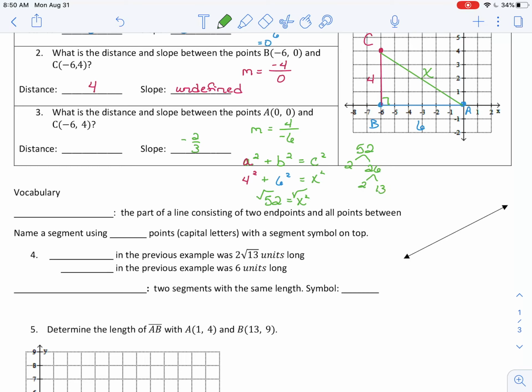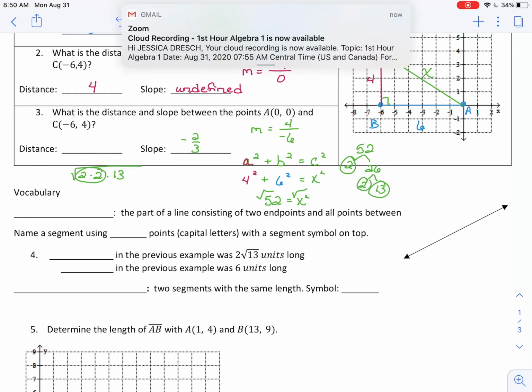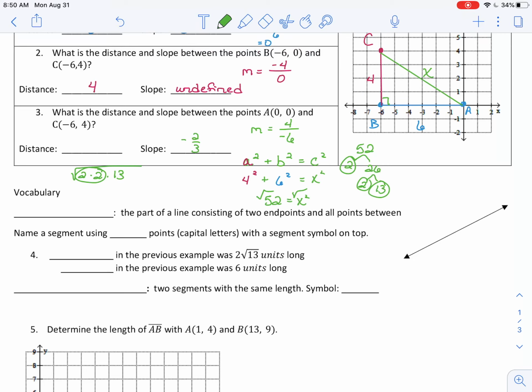So I just took out some 2's because I know even numbers can divide by 2. And what I'm seeing is instead of the square root of 52, I have the square root of 2 times 2 times 13, because 13 can't break apart anymore, just like 2 cannot. And since pairs make perfect squares, the square root of 4 is actually a 2, and left over is the 13 because it didn't pair up.